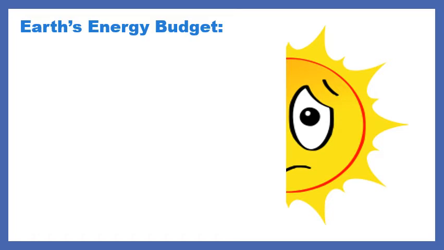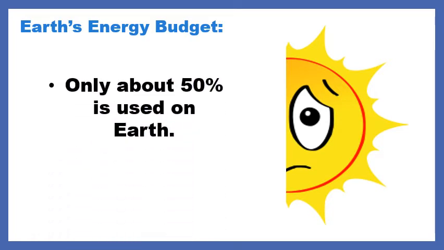Well, ironically, only about 50% or half is used on Earth. So of all of the energy that actually can reach the surface, Earth is only using 50% of that. So what happens to the other 50%? Because that's a lot. Like if I lost 50% of my savings or my check, I'd be pretty upset. So, like the sad sun. I would feel pretty sad too.